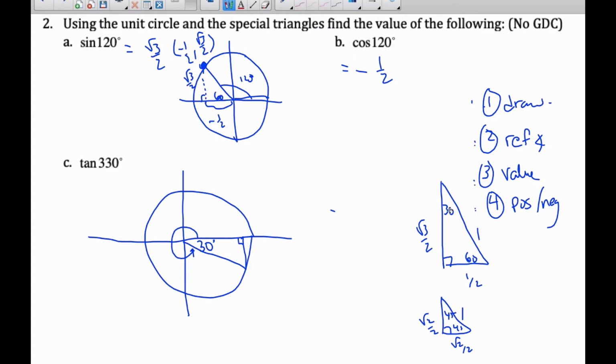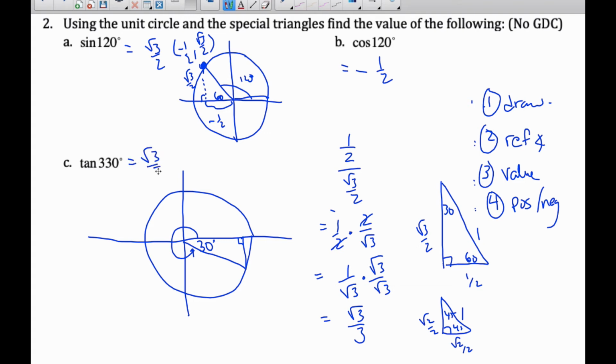30 degrees. Well, tangent 30 is 1/2 over square root 3 over 2. If I do some quick calculations here, it's 1/2 multiplied by the reciprocal, which cancels here, and I get 1 over root 3. I'm not allowed to have a root 3 in the bottom, so it's pretty messy. I multiply by root 3 over root 3, which is now root 3 over 3. And so the tangent of 330 is root 3 over 3.